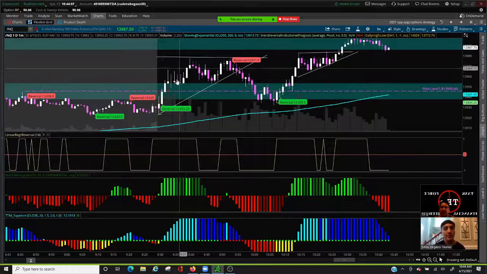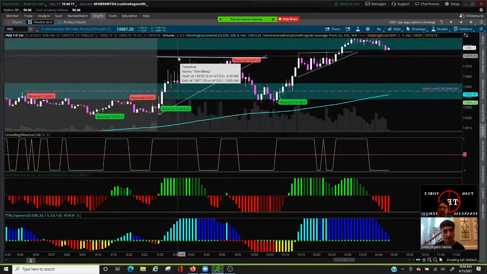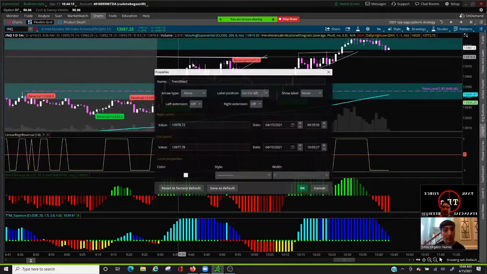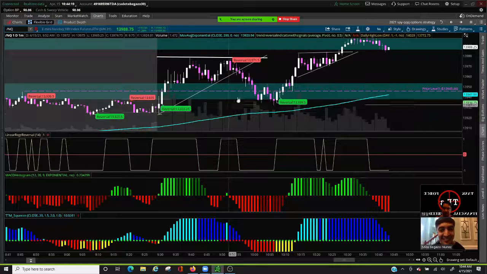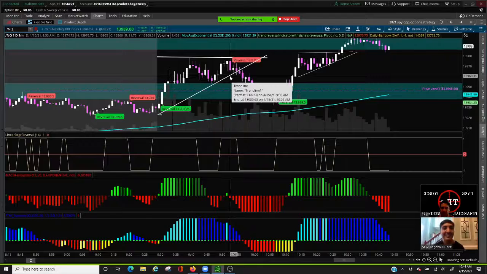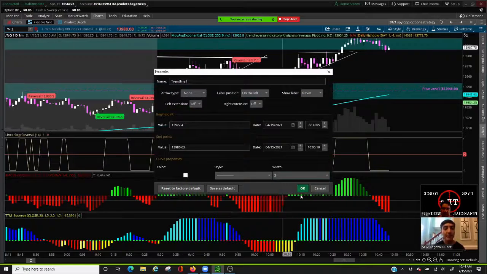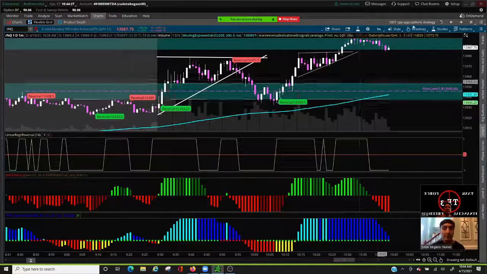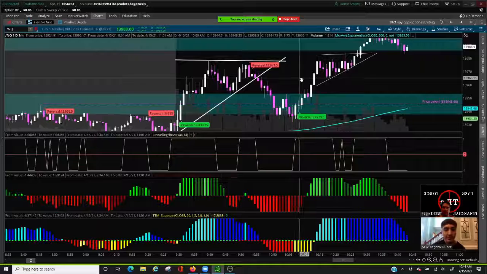So let's talk about what happened over here. As soon as it started making these highs and getting rejected, we quickly said, okay, it looks like it's forming an ascending triangle, right? I'm going to make this line thicker so that we can see and understand just this part.